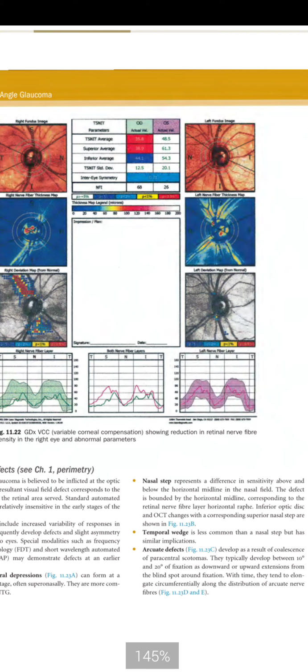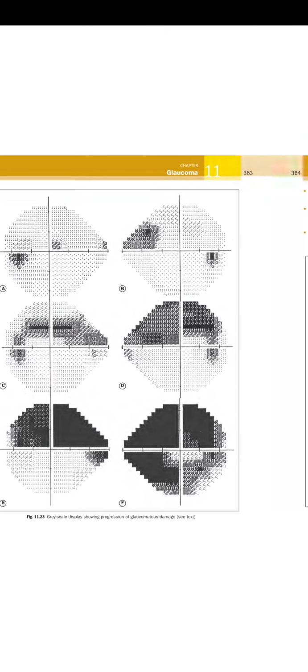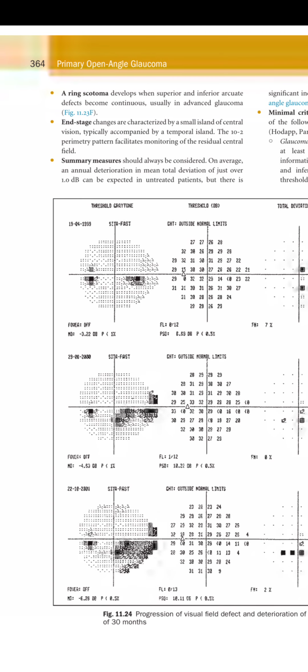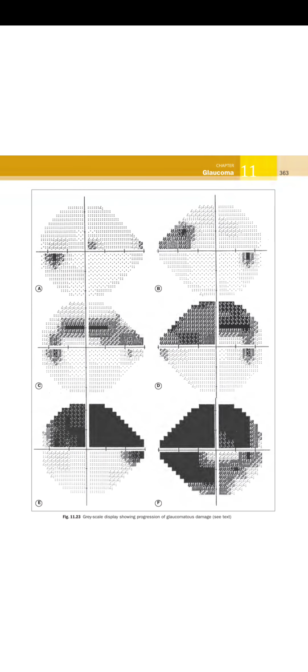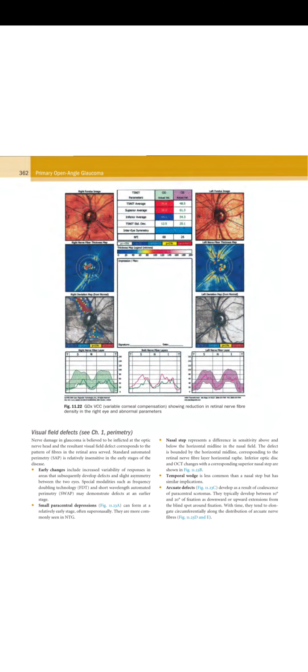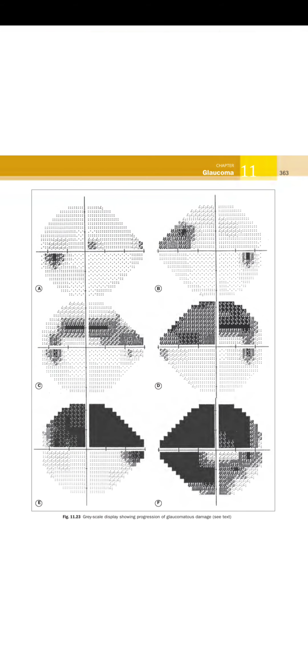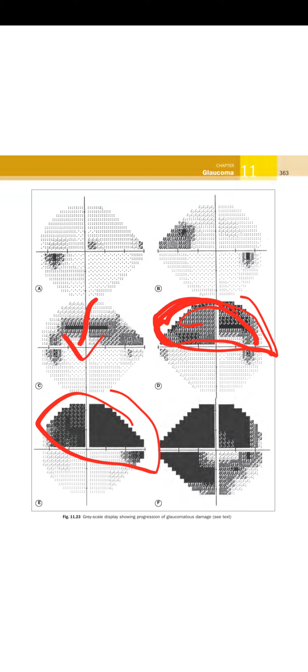After that a ring scotoma develops. C and D are also showing this. With time, they tend to elongate circumferentially along the distribution. When they enlarge, they form a full blown arcuate defect, when the central fixation is also involved. This is also showing us a full blown arcuate defect. Now this is a ring scotoma.